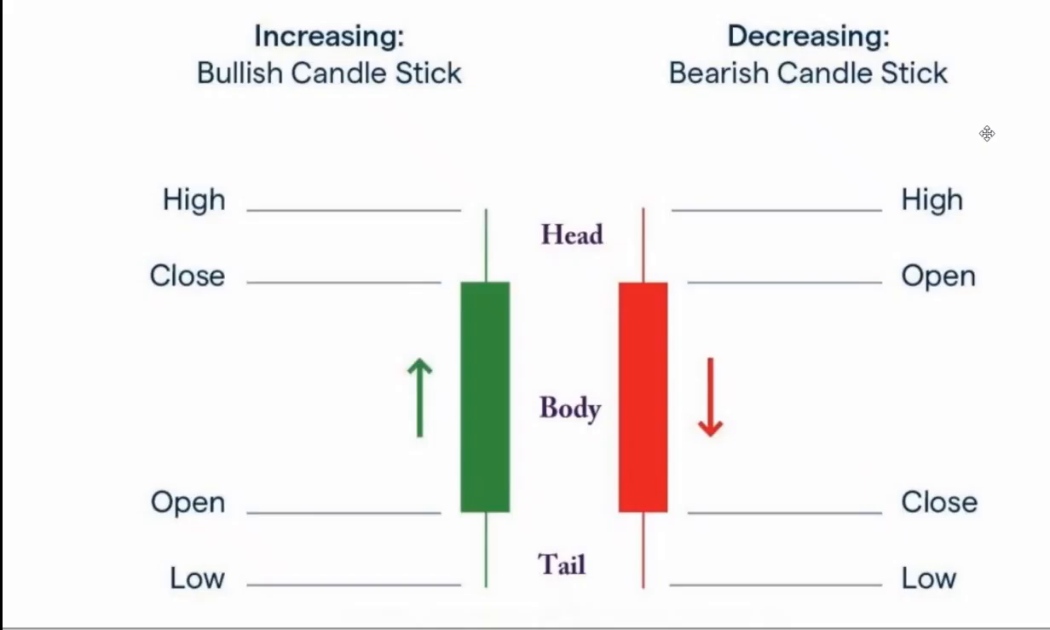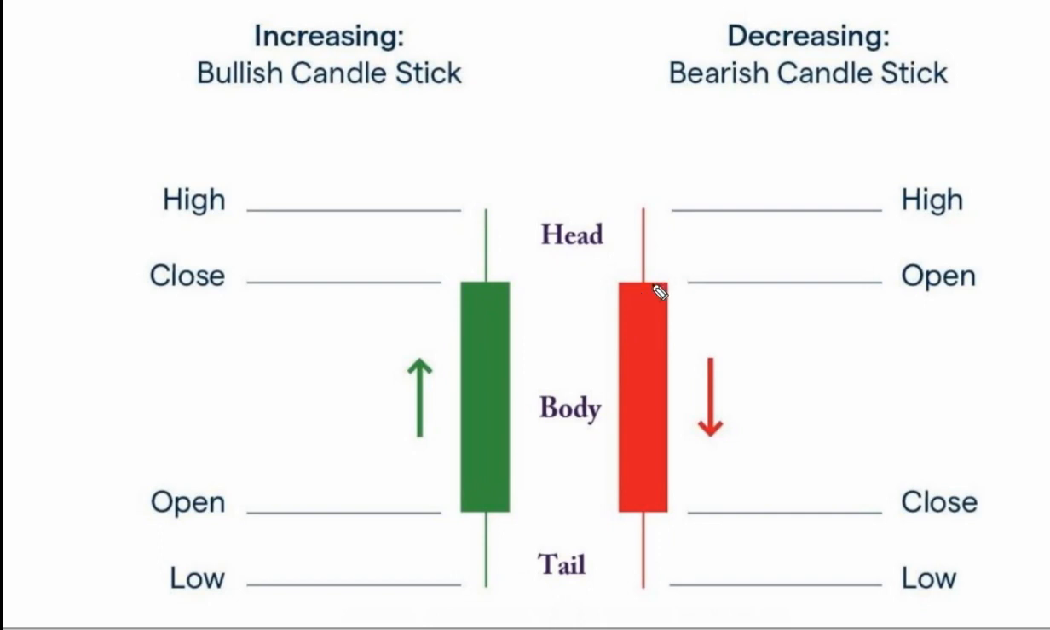Now we will learn about the candlestick, how it is shown and how we have to interpret it. As you can see on the screen, there are two candles, one green and one red. Green means it is a bullish candle and red means it is a bearish candle. Bullish means price is going up, bearish means price is going down. And there are four parts in the candle: open, low, close, high.